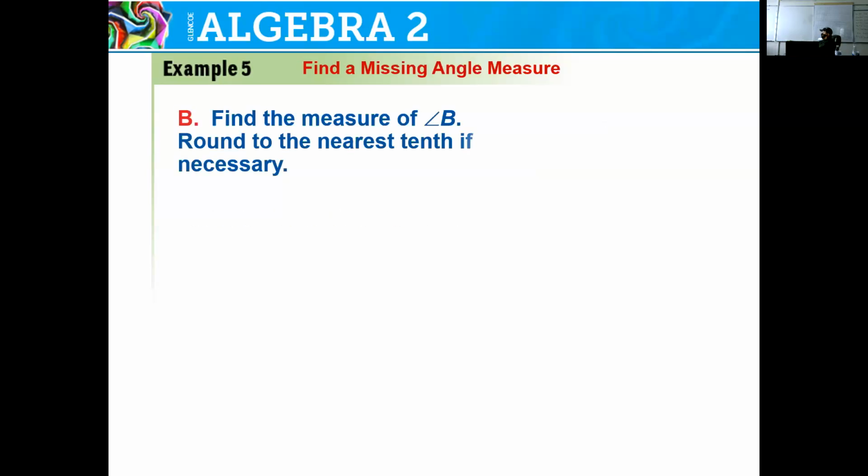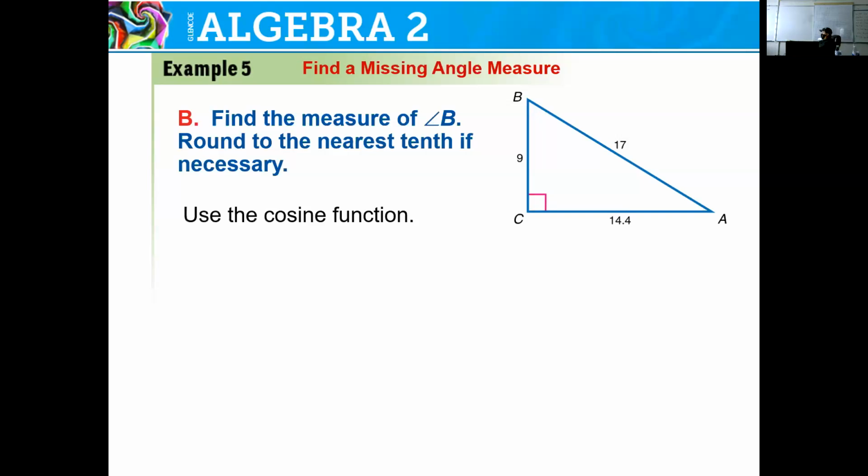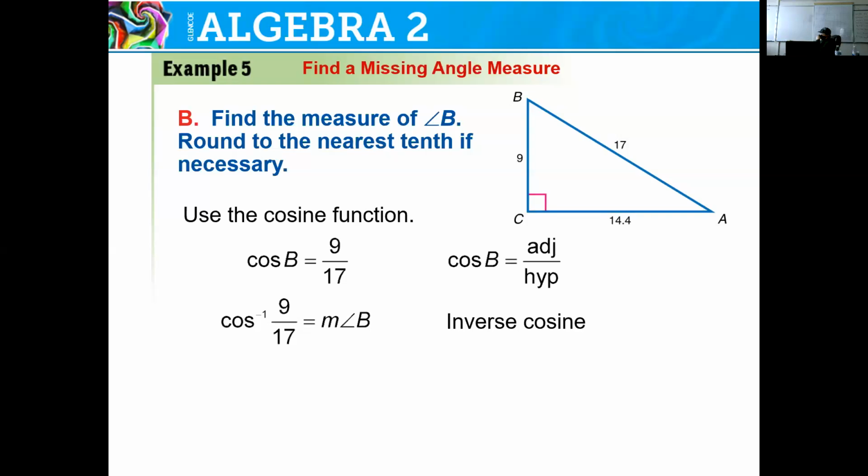Okay, sine inverse is pretty simple. So find the measure of angle B to the nearest tenth if necessary. Use the cosine function, it doesn't matter which one you use. The one that I wouldn't use is tangent inverse. That one's a little tough. I would just simply use cosine inverse or sine inverse, that way you incorporate the hypotenuse. So cosine inverse of 9/17 gives you 58 degrees as the measure of angle B.